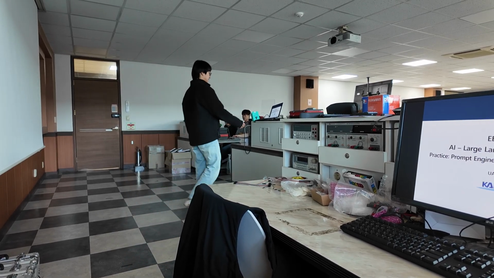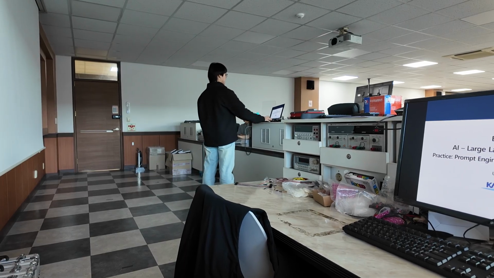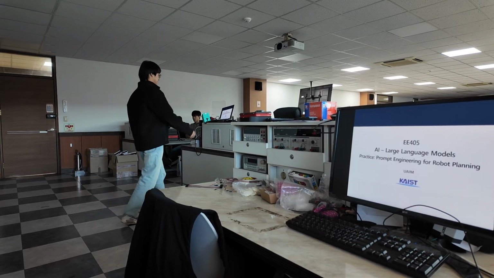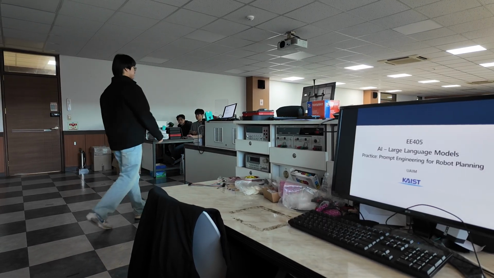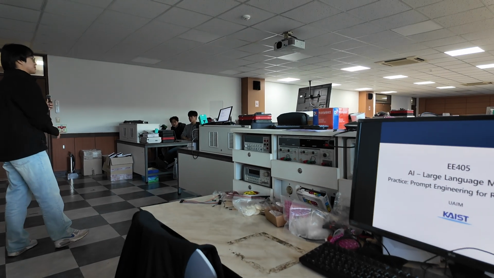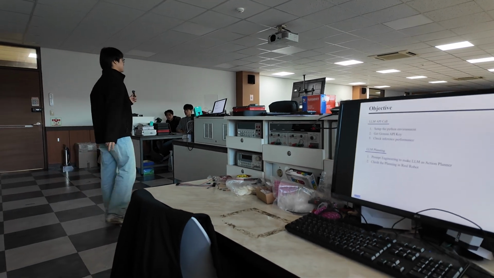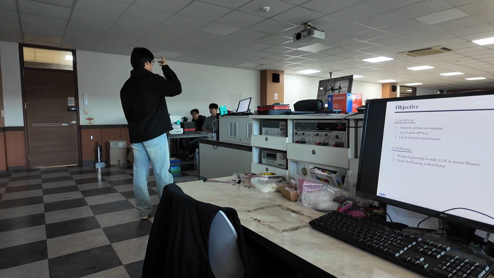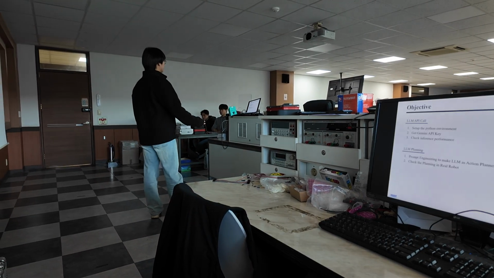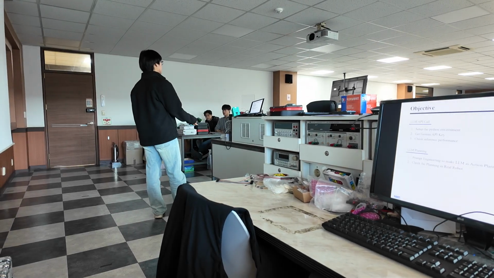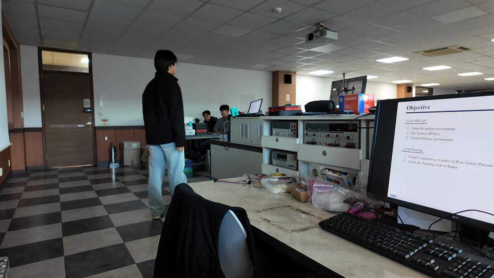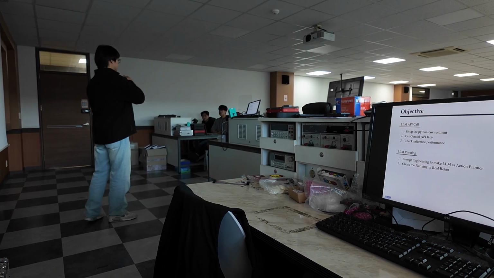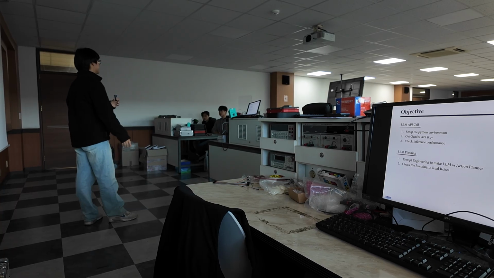Okay. So we are going to practice and implement prompt engineering for robot planning. Go to slide 2. Today's objective consists of two phases. First is the LLM API call. We should call the Gemini API to query the LLM and get answers from the internet. And when we get the responses, we have to transform them into robot actions.